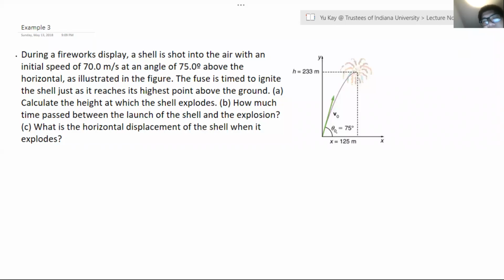So let's look at this problem. Here you're shooting a shell up, and you're looking for when the fuse ignites right at the top, at maximum height. We are trying to find the height of that and how long it takes to get there.